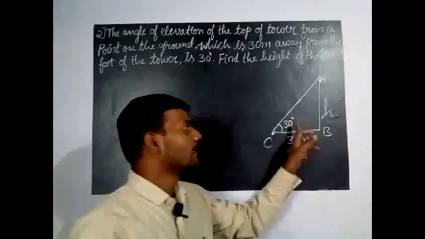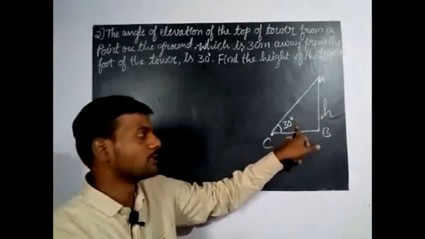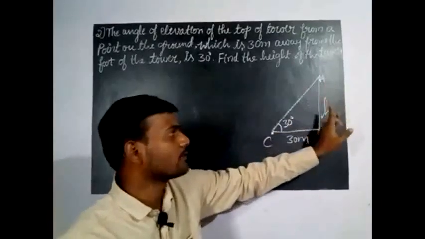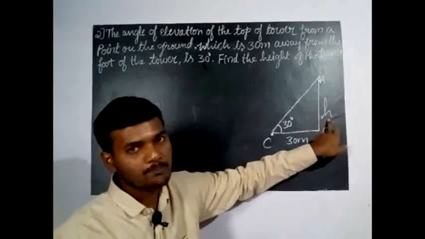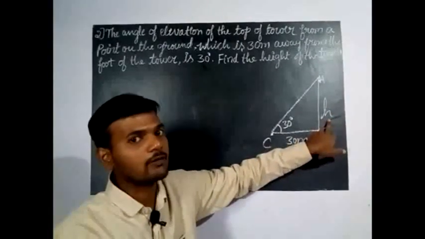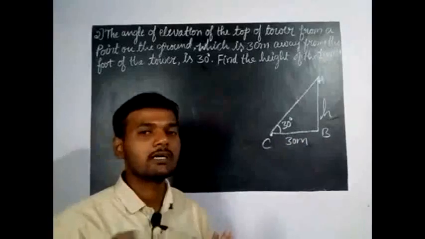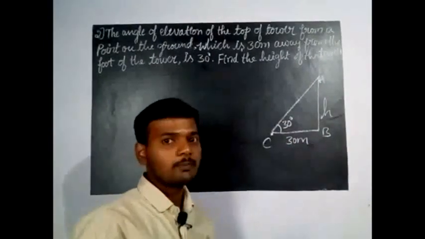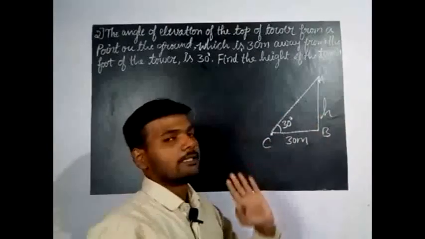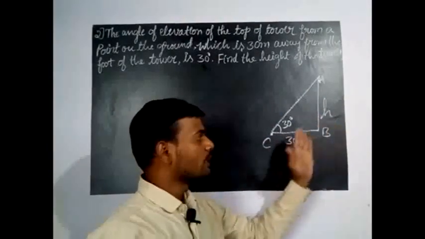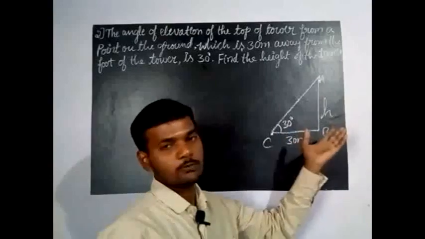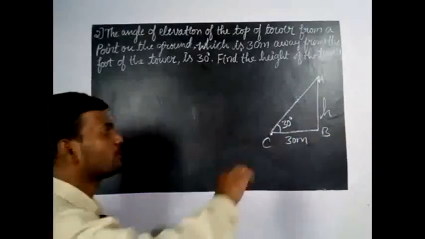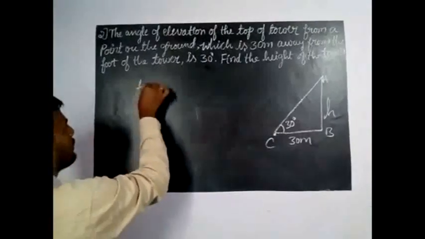Okay, for the angle C, that means for the angle 30 degree, adjacent side is BC and opposite side is AB. That means we have to find the opposite side, that means the height of the tower we have to find here. So which ratio can we apply here? We can apply tan theta or cot theta, because opposite by adjacent or adjacent by opposite. Okay, so let us apply the trigonometric ratio here, that is tan theta.